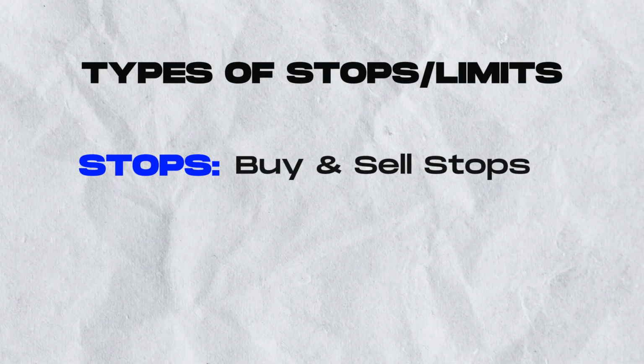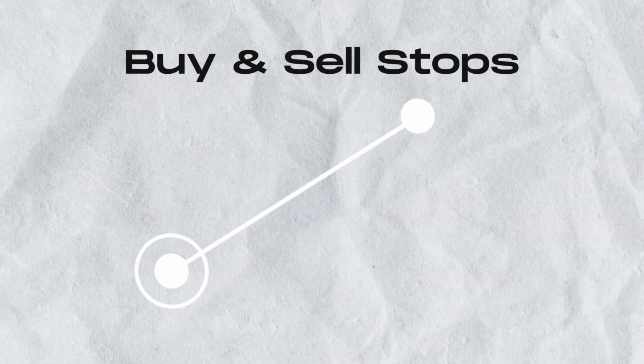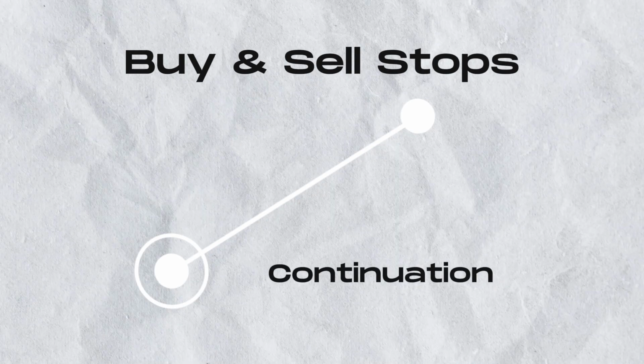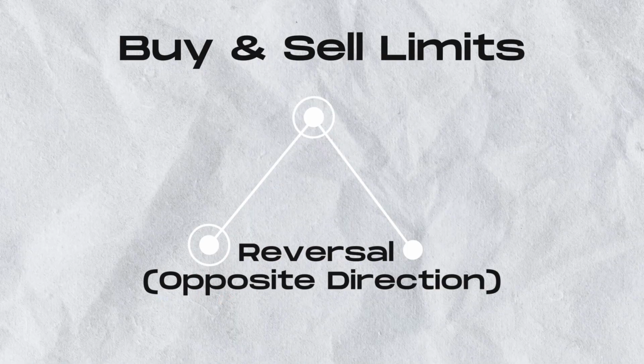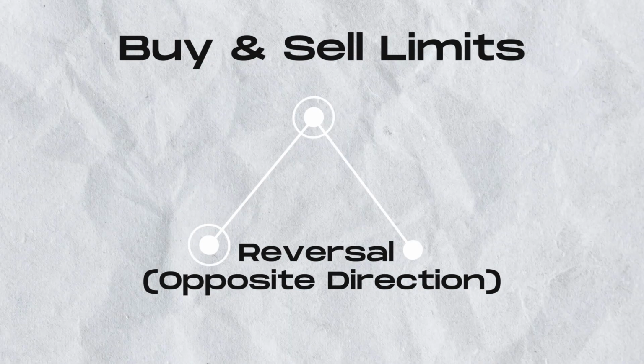They are buy-sell stops and buy-sell limits. Buy-sell stops are stops you set in case you want to buy or sell in continuation with a trend, while buy-sell limits are limits you set in case you want to buy or sell in the opposite direction of a trend. I hope this video has been able to clarify this concept for you.